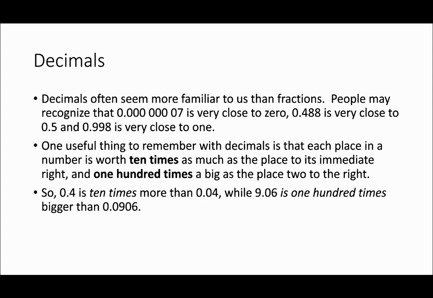Okay, so one thing to remember with decimals is that each place in a number is worth 10 times as much as the number on its immediate right, and 100 times as big as a place 2 to the right. So 0.4 is 10 times more than 0.04. 9.06 is 100 times bigger than 0.0906. So every time you move on that decimal, it's 10 times less, 10 times less, 10 times less, etc.